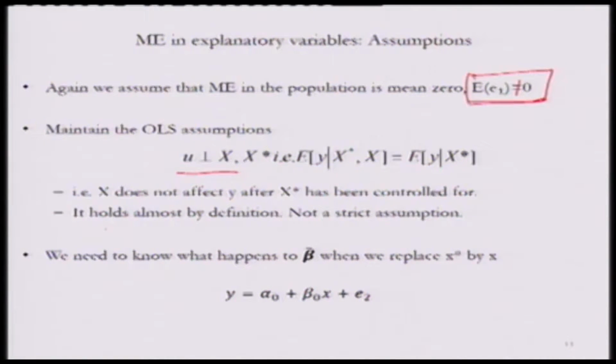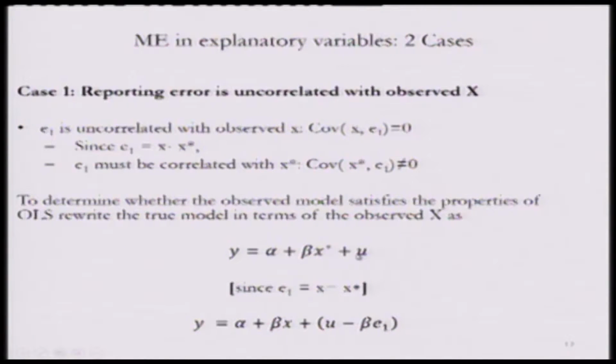It also matters when we replace x star by x, so we have this equation instead of the previous equation in x star. And once again, just like before, what we are saying over here is that we need to understand what happens to the estimation of beta when we replace the true x star by x. This is what we are saying. In the previous case, remember what we were saying is that if the measurement error is in y, then what happens to the estimate of beta when we replace the true value of y by the observed value of y.